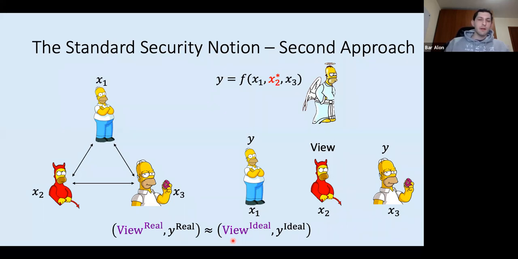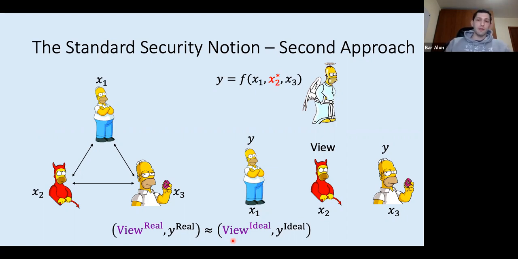And this is the way we define security. This is called the real versus ideal paradigm. And notice that it's called a paradigm and not just a definition, because the only thing that we need to specify in order to have a security definition is the ideal world. Once we have some ideal world, the other parts of the definitions are already fixed: for any adversary, there exists a simulator such that something holds.